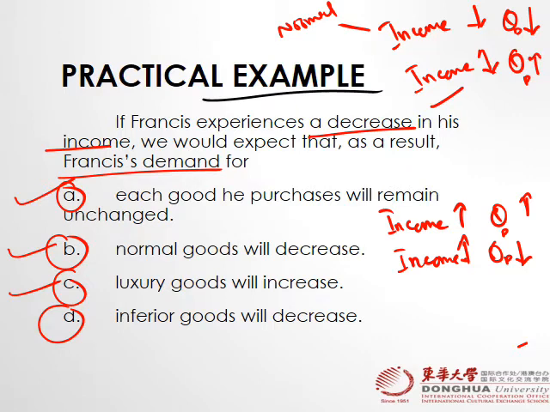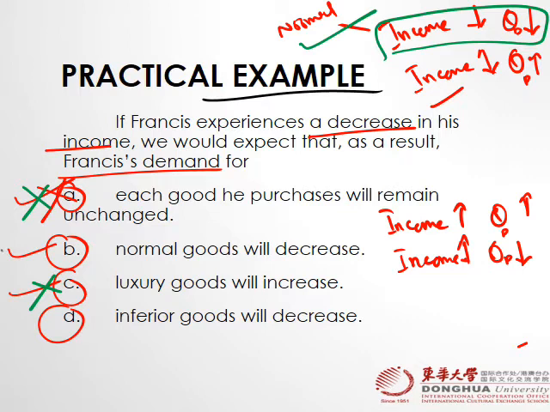So let's talk about our options. Here, each good he purchases will remain unchanged. That can never be the case because we have two goods, normal good and inferior good. We don't have any kind of luxury goods, so A and C are eliminated. Number B, normal good will decrease. If income decreases, normal good will decrease. That is true. How about the D part? Inferior good will decrease. If income decreases, inferior good demand should increase. That's not the case. So only B is a true option.